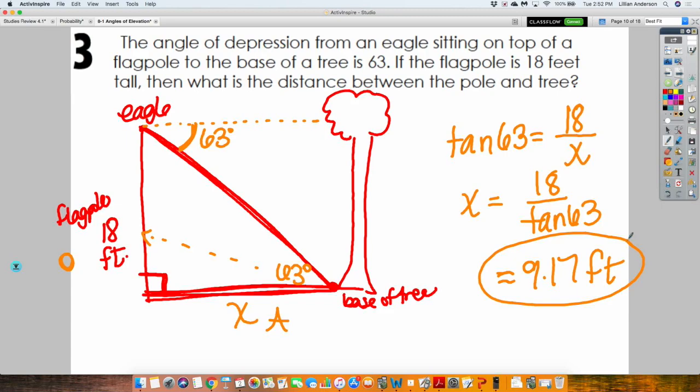So please be careful. Angles of depression always come from a horizontal line looking down to your line of sight. Never from a vertical line. Had to yell it for the video. Okay? Last example we'll do together. You guys will do some on your own.